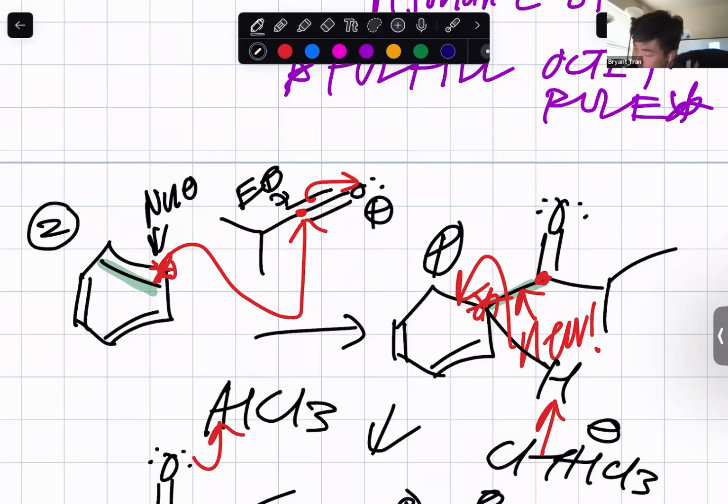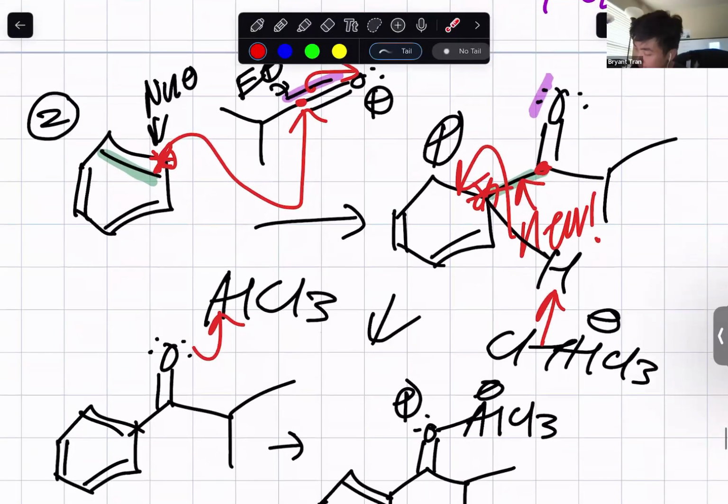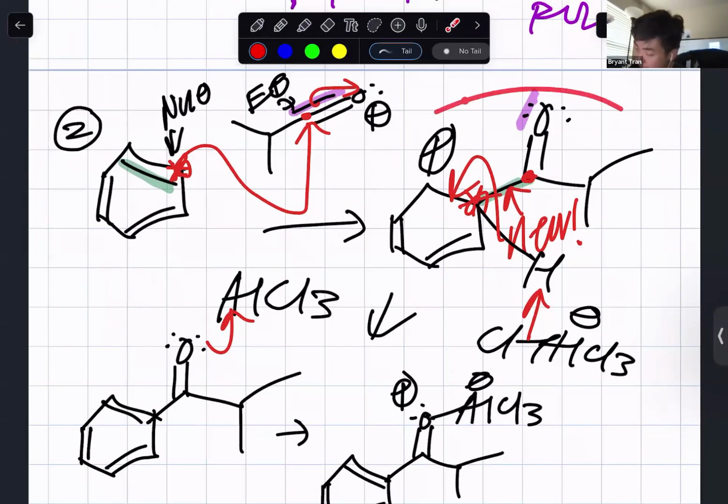Because we know that this oxygen here already has 1 bond, 1 pair of electrons and a positive charge. Let's say we highlight this in purple. The 2 electrons over there are these 2 electrons right here, which is why this oxygen is now neutral. And then from here, we broke the aromaticity because this carbon here lost the bond, which is why it has a positive charge.